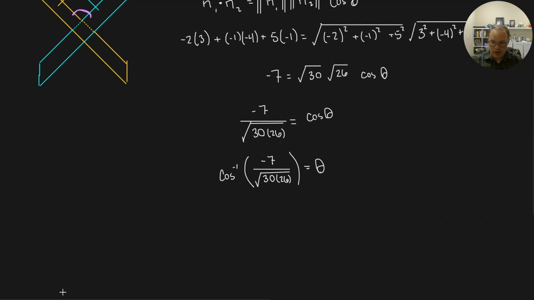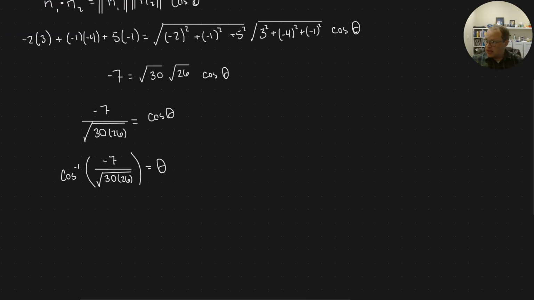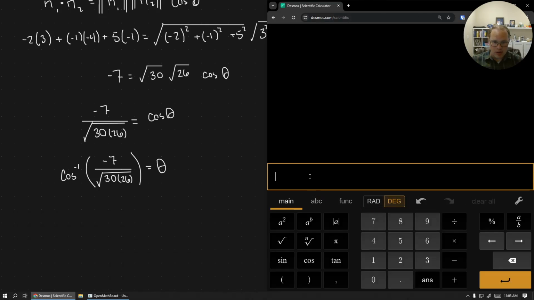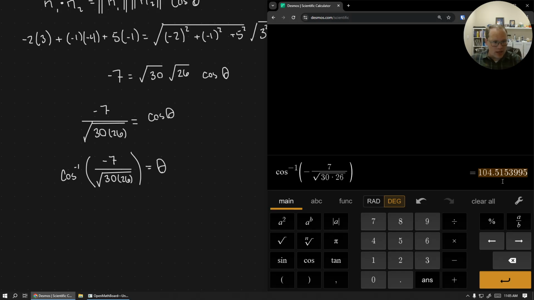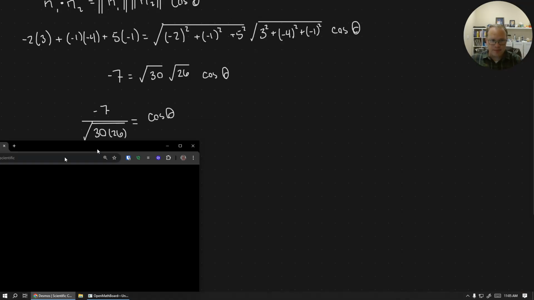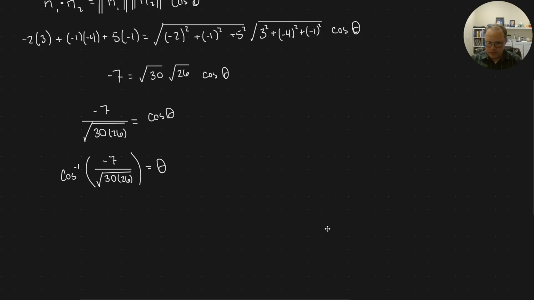So let's pull over our calculator. Let me move this to the side so I could put my calculator over here and we're not missing anything. Okay. And we have our cosine of -7 divided by square root of 30 times 26. I am in degree mode, and so I get 104.5153995 degrees. Okay? Theta equals 104. And when I write it down here, I'll round to maybe the second decimal point.